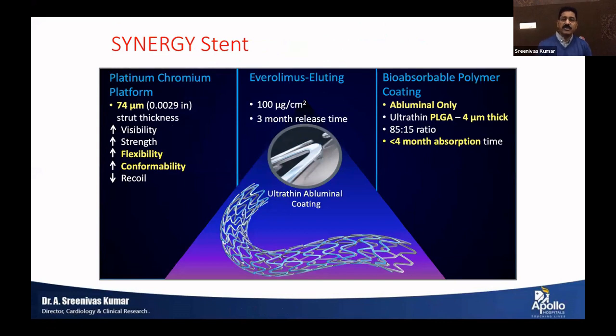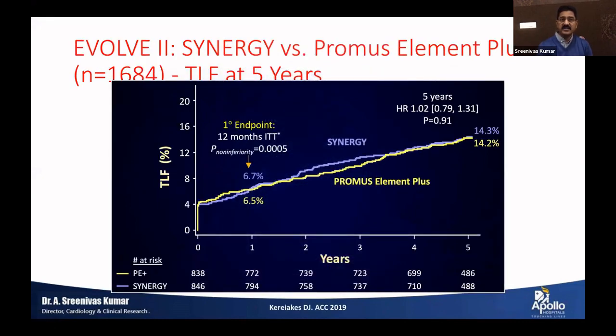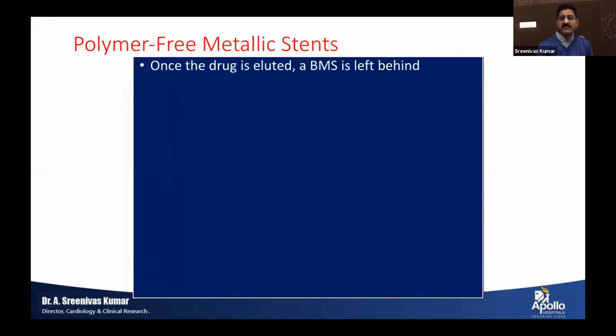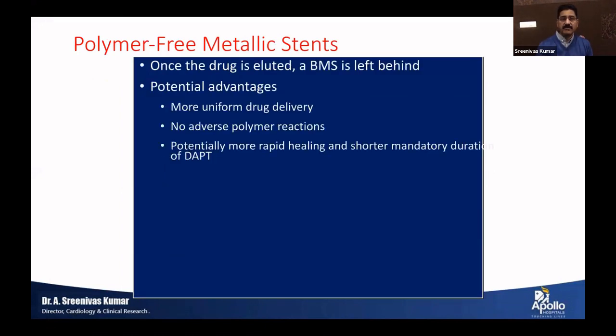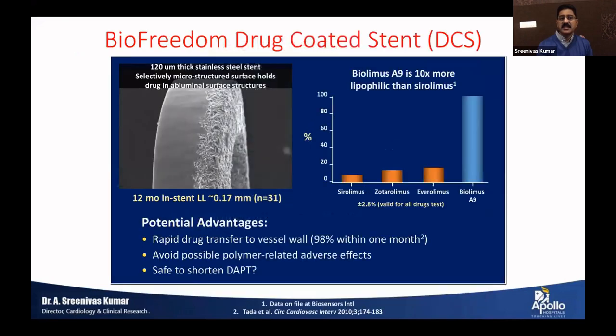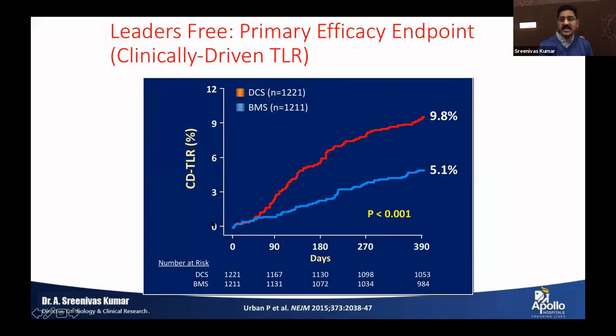Then platinum chromium, they've made it further thinner, the Synergy stent, with absorbable polymer. They tried to compare non-absorbable polymer versus absorbable polymer, and it didn't show much of a difference there. So polymer-free metallic stents probably had some advantage. That's how the BioFreedom stent was tested. The microporous structure was done, and the biolimus drug was implanted on that direct metal with micropores.